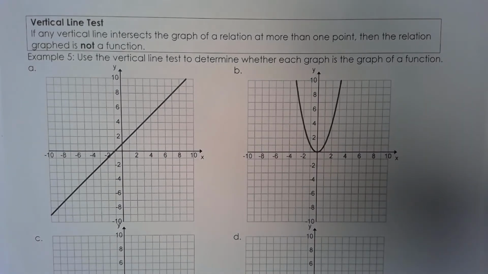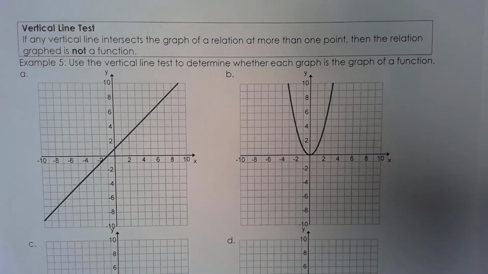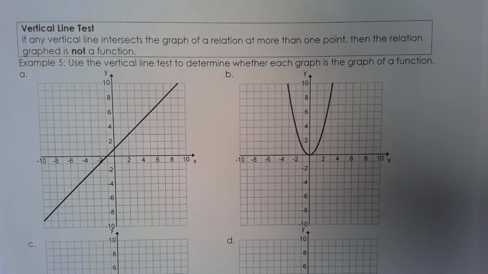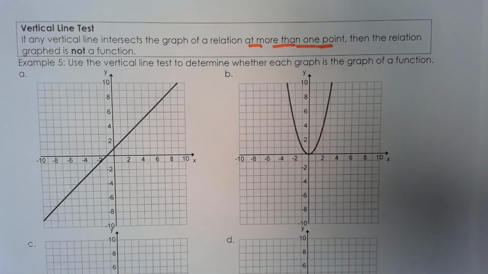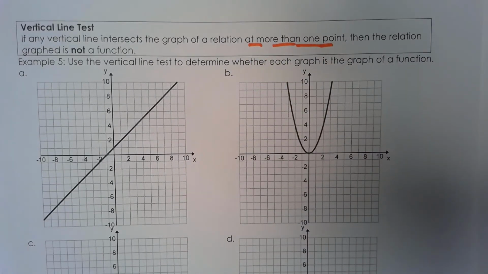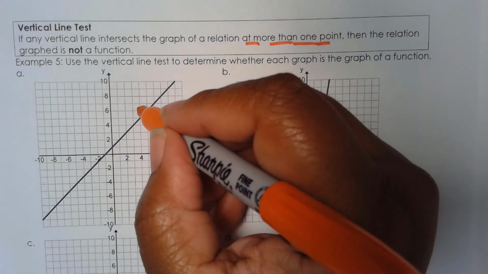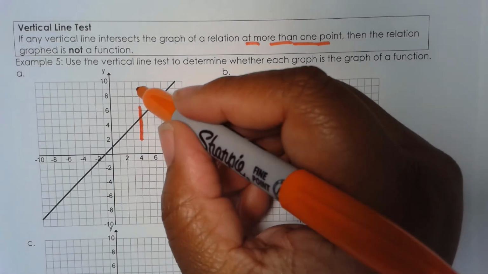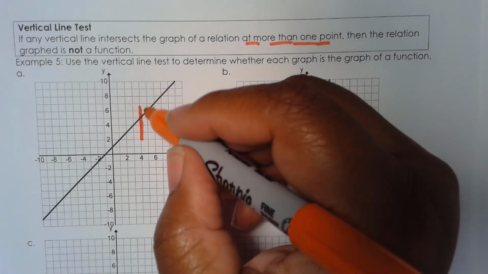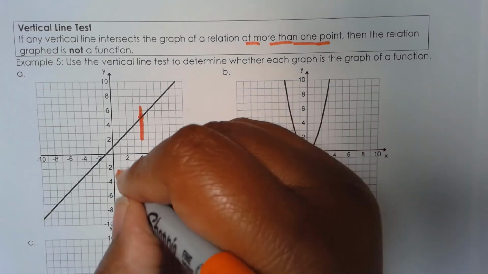Using the vertical line test, given a graph, how do you determine if this is a function or not? It says here, if any vertical line intersects the graph of a relation at more than one point, then the relation graphed is not a function. Meaning, at A, we have a linear equation. I'm going to just draw a vertical line. As I draw this, the vertical line intersects this graph at just one point. So then this would be a function.